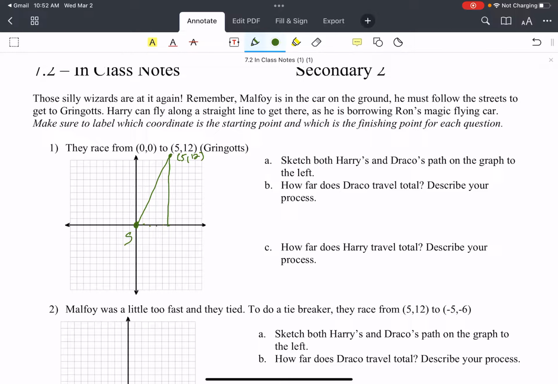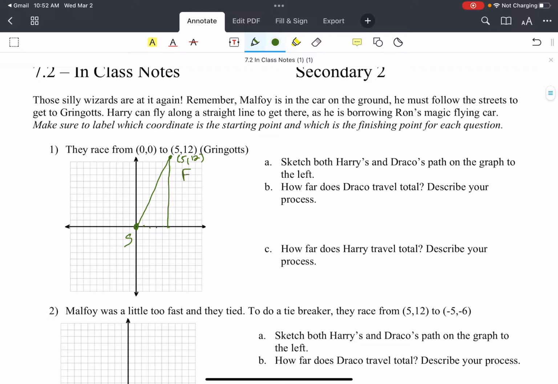What is Draco's horizontal distance? 5. Good. Remember we did that a bunch last time, right? We could take our x finish, which is 5, minus our x start, which was 0, and that gets us our horizontal distance of 5, right? Remember doing that last time when we did our segment ratio stuff?